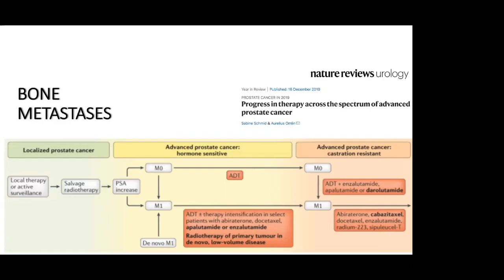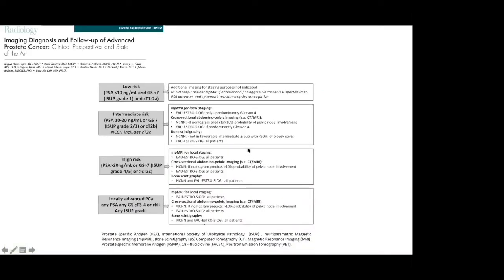So having an accurate treatment response assessment is quite important in this group where there are not that many possibilities anymore. Furthermore, the tumor becomes more differentiated, so PSA as a biomarker loses its value as well. Something needs to be done here to make that possible. So what are the guidelines now? If you look, there's low risk, intermediate risk, high risk, and locally advanced prostate cancer. What do they advise?